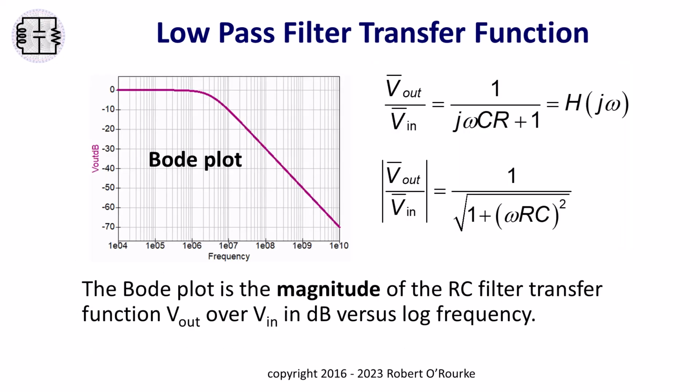The magnitude of the transfer function, expressed in dB, is used to make the Bode plot. The bars over the top of the voltages indicate phasors in the frequency domain. Phasors have the time component removed.